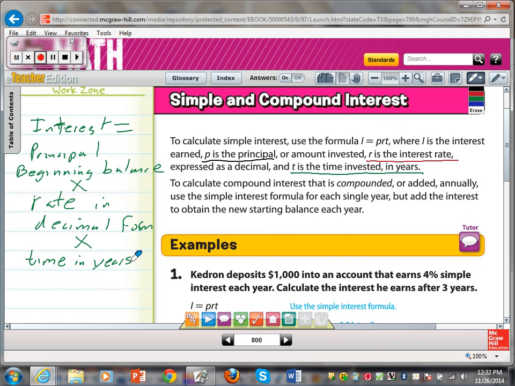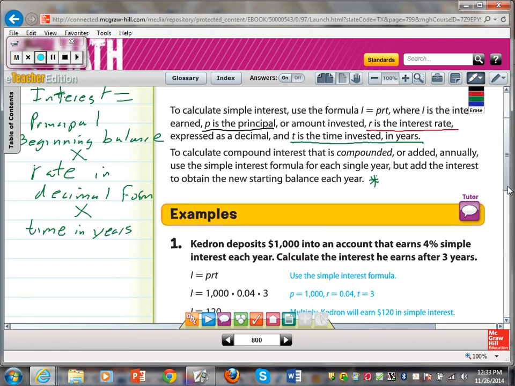So here we go. To calculate compound interest that is compounded or added annually, use the simple interest formula for each single year, but add the interest to obtain the new starting balance each year. Well, this one right here was just a problem that we did in the previous page, where you have to do the same formula for year one and then add the interest to your balance, and then for another year and then add it to your new balance, and then do the same formula again, add it to the new balance until you complete those 4 years that they ask you for. So let's go ahead and do an example real quick.